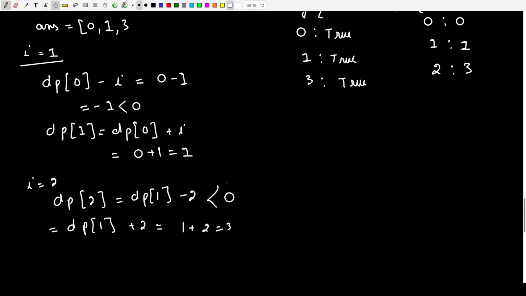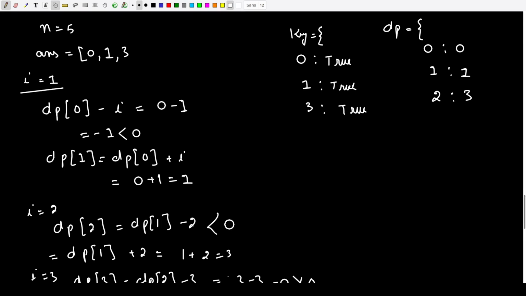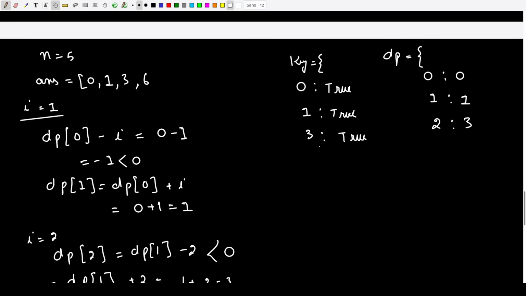Okay, moving forward, when i is equal to 3, we said that dp of 3 is equal to dp of 2 minus 3, which is 3 minus 3, which equals 0, which is not greater than 0. So this will be evaluated as dp of 2 plus 3, which becomes 3 plus 3, equal to 6. Again, 6 exists in the list, so 6 is true, and the fourth element is 6.